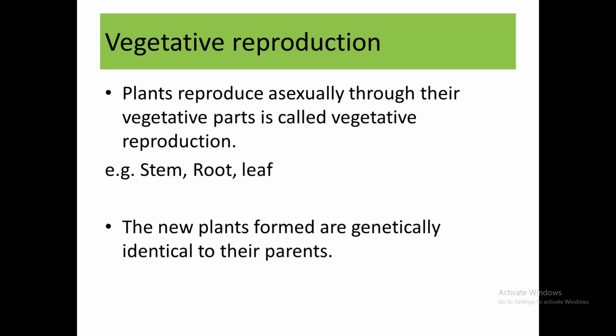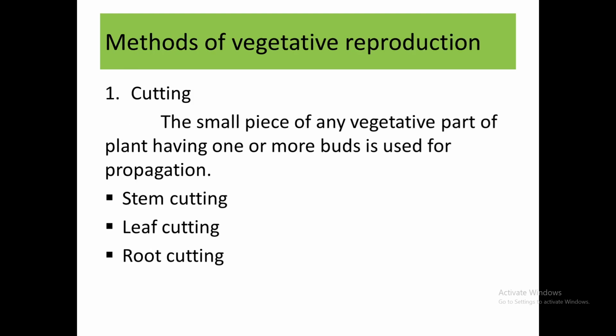Vegetative reproduction is also a type of asexual reproduction. In this, when the plant reproduces asexually through its vegetative parts, it is called vegetative reproduction. Vegetative parts means the stem, root and leaf. If the plant forms new plants from the stem or root or leaf, it is called vegetative reproduction. The new plants formed are genetically identical to their parents, meaning the new plant is the same as the parental plant.